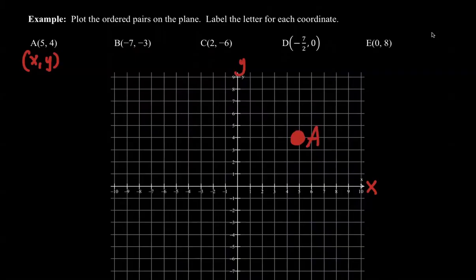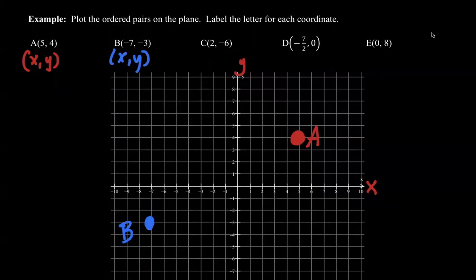B is -7, -3, and that's x, y. So we start at the origin and we go 7 left. So 1, 2, 3, 4, 5, 6, 7, and -3, so that's 3 down. And that would be our point B. And I don't want to mislead and have you think those are actual dots that we're plotting. They're not. This is the only one that is point B.